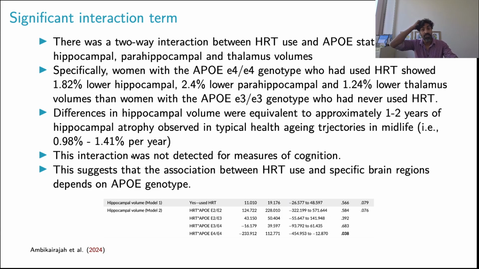So this interaction was not detected from measures of cognition, interestingly. So we saw it in functional changes in the brain, but not in cognitive measures. This suggested that the association between HRT use and specific brain regions depends on ApoE genotype. And that's an example of an interaction term in real, published research, explaining how it's done through a hierarchical regression model and how to interpret the effect sizes there.